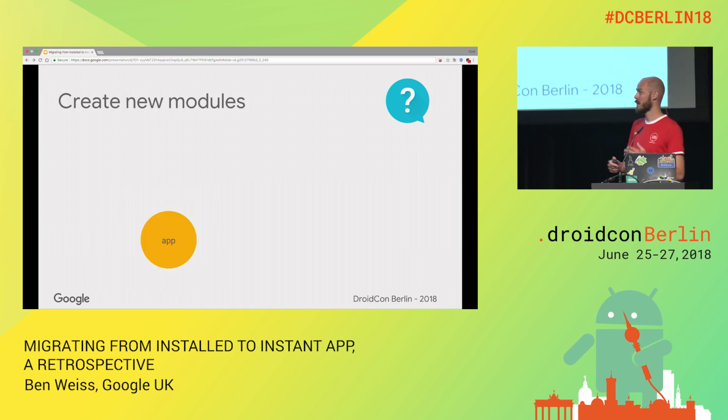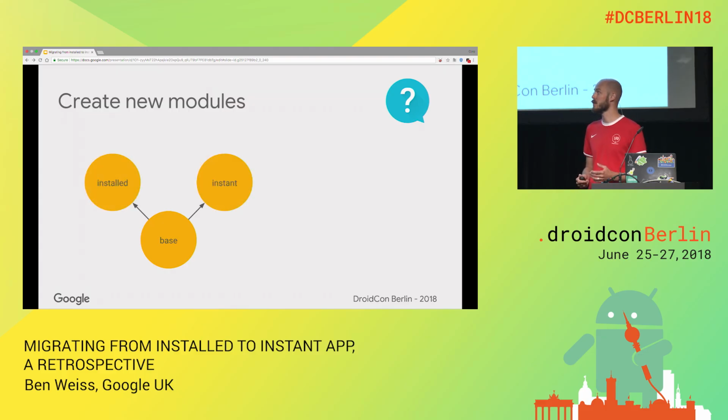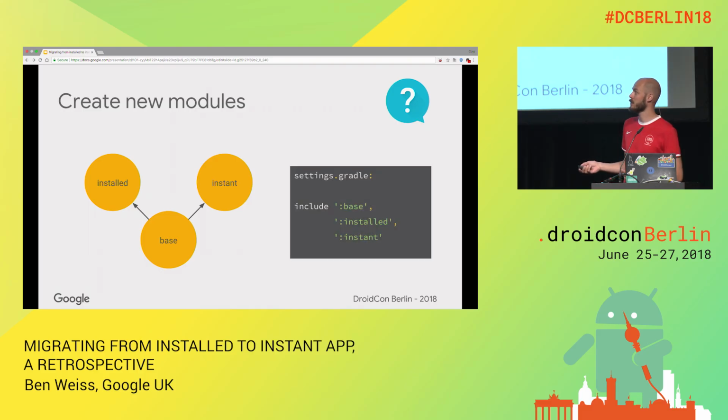So from that firstly existing app module, I just moved it all to base. I just renamed it. And on top of that, I created an installed module and an instant module. Base is using the feature plugin, and installed is the APK, so it uses the application plugin. Instant is the instant app module, which then gets the APK. And obviously, you have to set those in settings.gradle, otherwise Gradle won't know that they're there, and you will have to add them anyway.